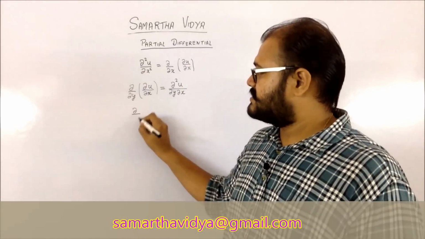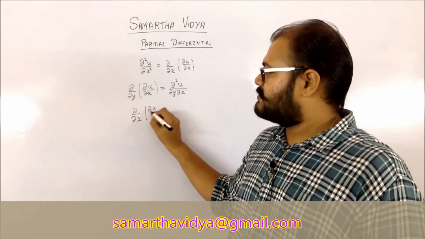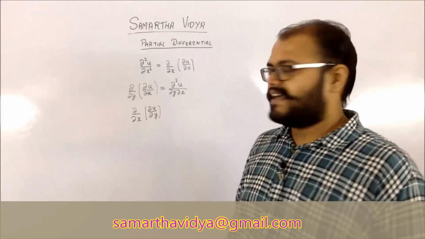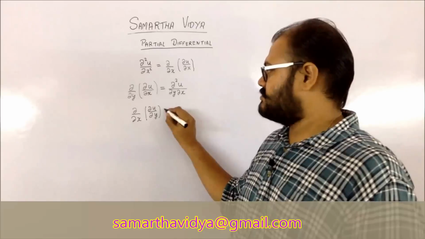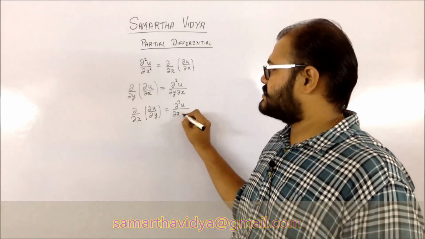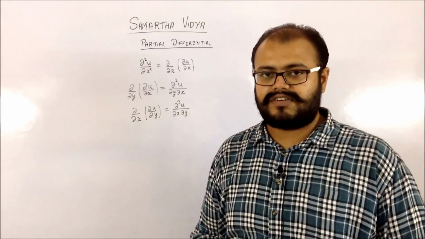Similarly you can do this also in the same fashion, that is you are taking derivative of a function with respect to x, which is your del u by del y. So this will be written as del square u upon del x del y. So you can see that the order has changed of your derivative.